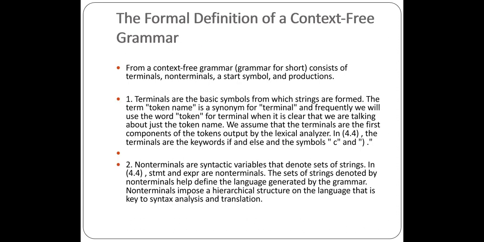So these are the formal definitions of context free grammars, the terminologies that we are going to use. We have four important key points in these formal definitions. The first is terminals, the second is non-terminals, the third is the start symbol, and the fourth is productions. So these are the four important things related to context free grammars: terminals, non-terminals, start symbol, and productions. And here the terminals are nothing but your basic symbols from which the strings are formed.